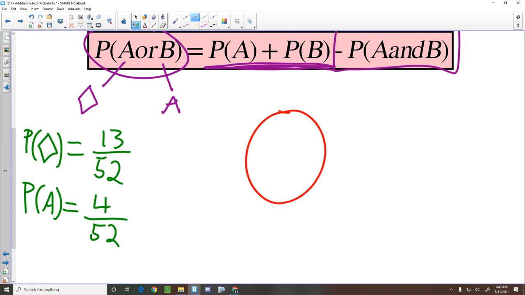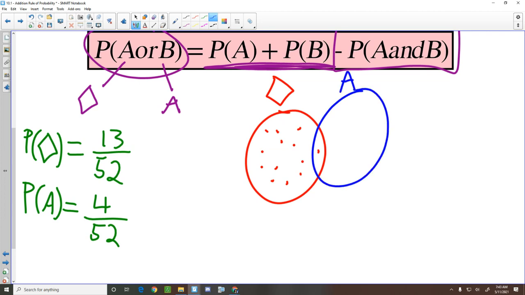Let's take a look at a little diagram to represent this. If this circle represents all the different diamonds in the deck, there are 13 of them. All right, 1, 2, 3, 4, 5, 6, 7, 8, 9, 10, 11, 12, 13. This circle here represents all the aces in the deck. And there's 1, 2, 3, 4. You'll notice that all my aces and all my diamonds, there's one overlap, isn't there? There's one card that is both an ace and a diamond.